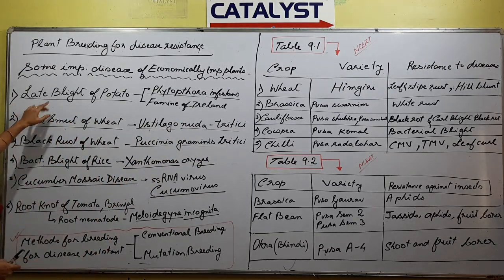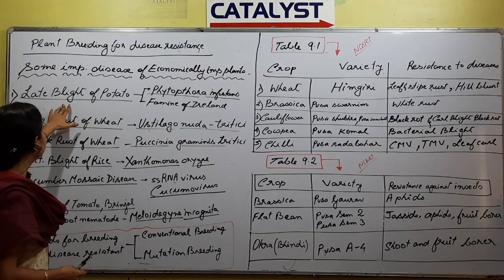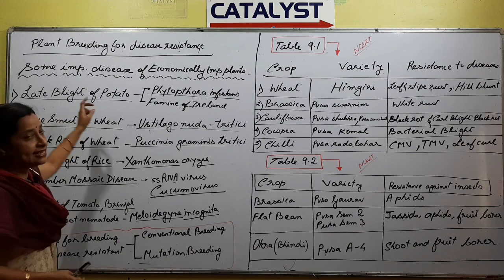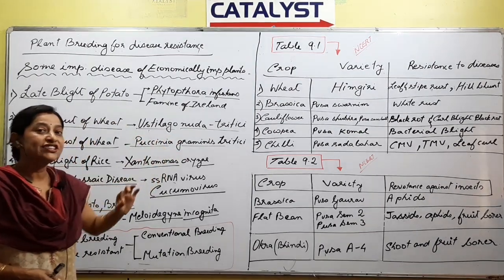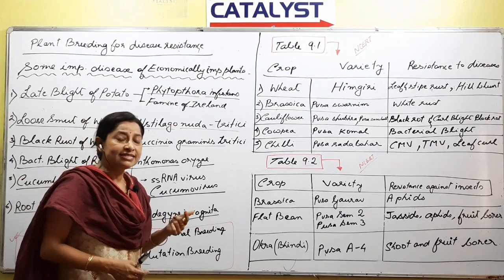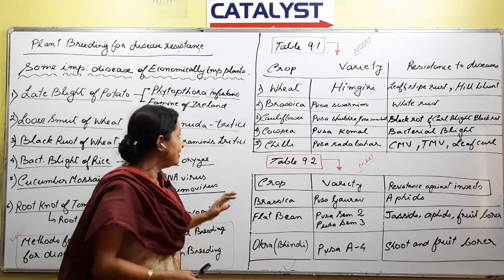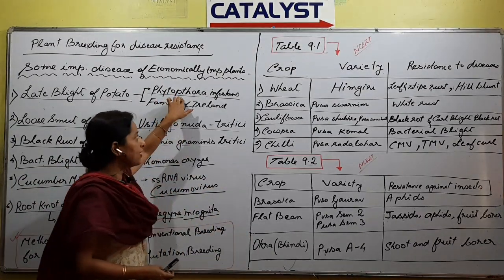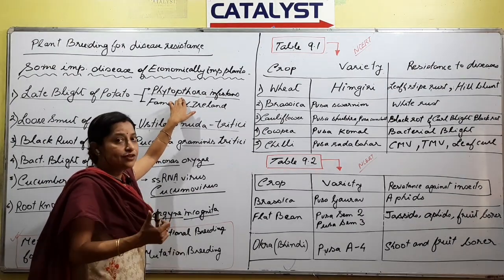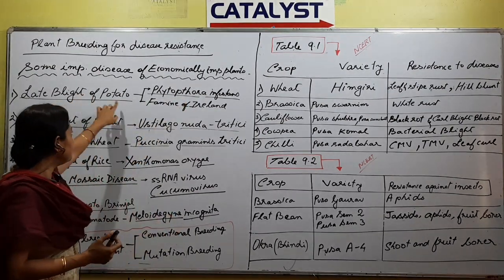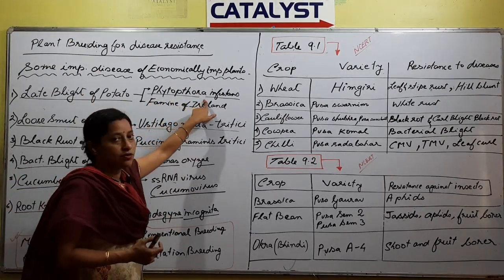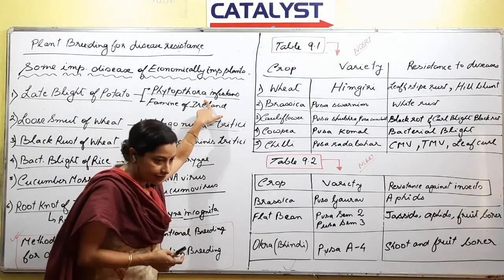The questions are of various types. For example, if you are talking about the first disease, that is late blight of potato, a question could be, what is the causative organism of late blight of potato? In that case, you need to remember it is Phytophthora infestans. That is the first point, right? So late blight of potato, causative organism, or causative agent, is Phytophthora infestans.